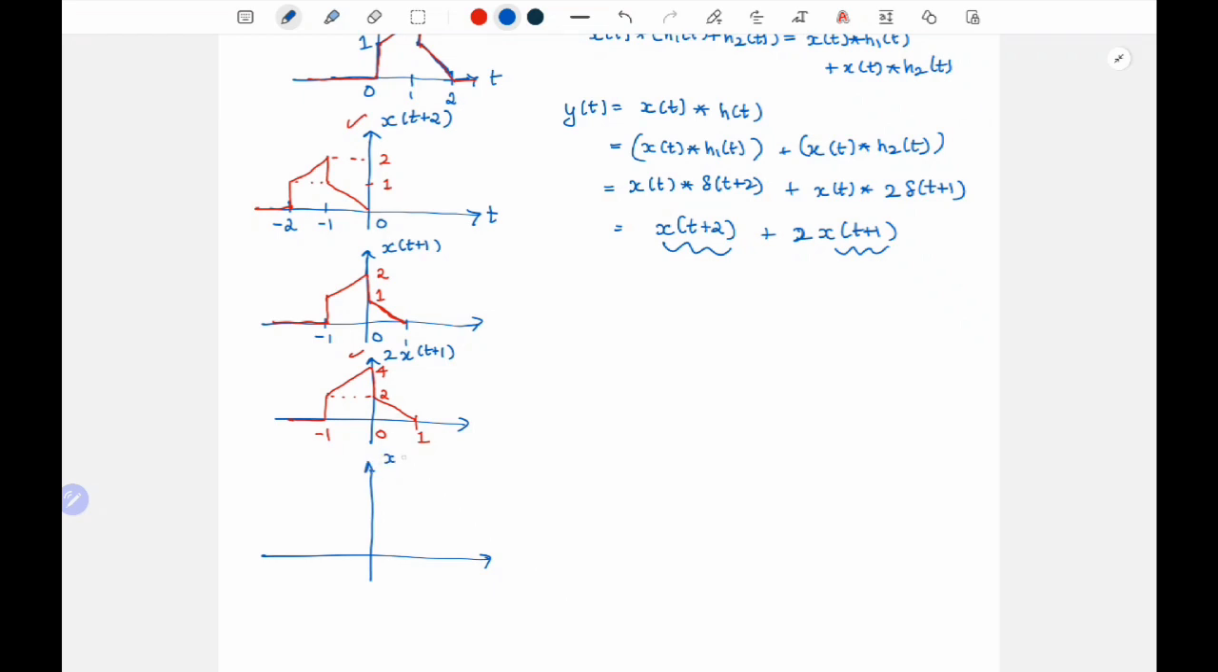So we have x of t plus 2 plus 2x of t plus 1. So now what do you have? From minus 2 to minus 1, you have only this signal. Right? Here this signal is 0. So minus 2, minus 1, 0, 1. So if you add this, you will just get the x of t plus 2 portion, which is nothing but it starts at 1 and goes up to 2.